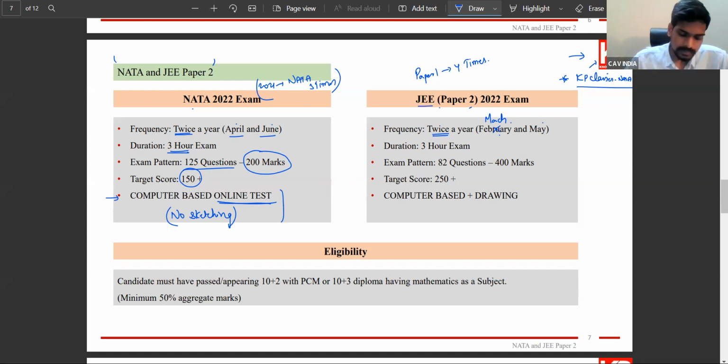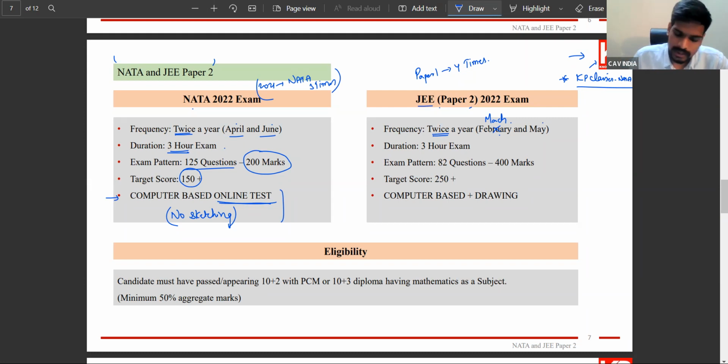And that's a brief on the pattern. 3 hour examination, 125 questions, 150 should be a target score. Total score is 200 for this exam. So that's a brief on the exam pattern of the NATA exam. Coming to JEE, Joint Entrance Examination Paper 2.